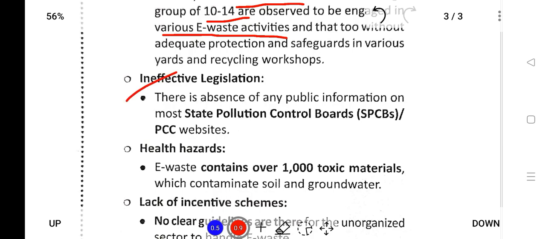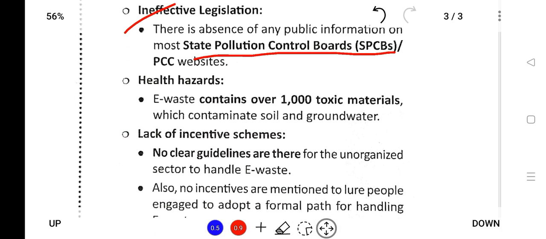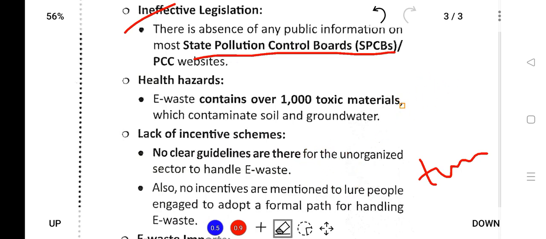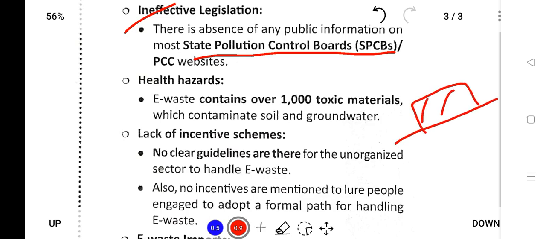Ineffective legislation. There is no proper law from the State Pollution Control Board regarding e-waste and health hazards. As I've told you, e-waste contains various harmful substances like cadmium, lead, and small traces of tin, and also acids like hydrochloric acid and sulfuric acid. This has harmful effects on the human body. When the e-waste is kept underground, the acids leach into the ground, and it pollutes the groundwater.